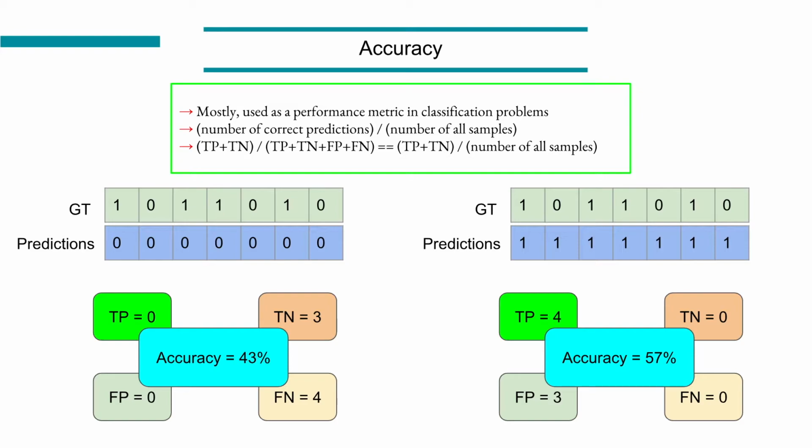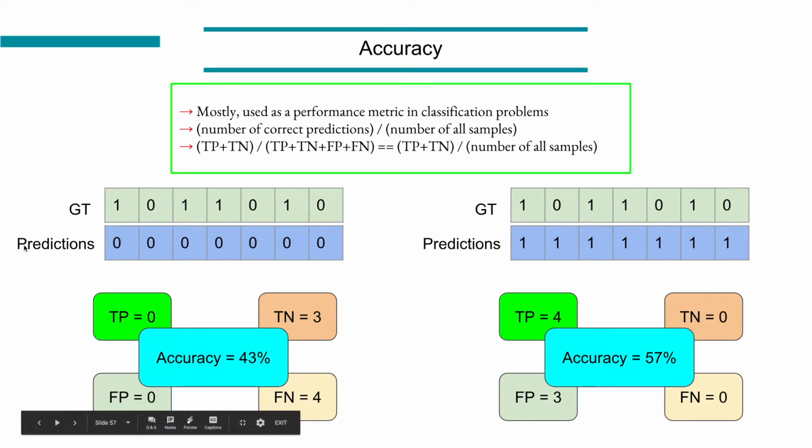In our training, we checked the accuracy and decided, yes, this model was better than the previous one, right? So what is accuracy indeed? In most cases, accuracy is used in classification problems. It is the number of correct predictions over the number of all samples in the test set. That means true positive plus true negative over the sum of all of them, which is the total number of samples.